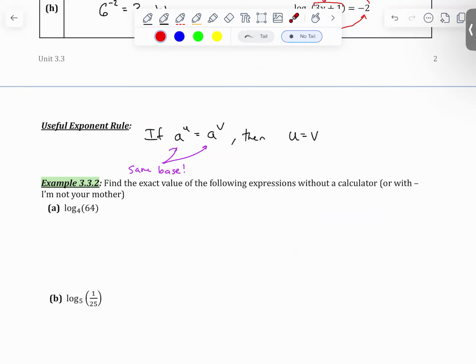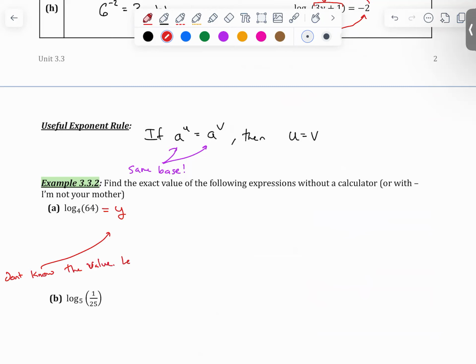True story. Log base 4 of 64. Now, we don't know what this value is off the top of our heads, so we're going to call it y. Don't know the value. Let's call it y for now. Well, I know it doesn't seem like that helps us very much, but it allows us to convert this to exponential form. Then we get 4 to the y is equal to 64.